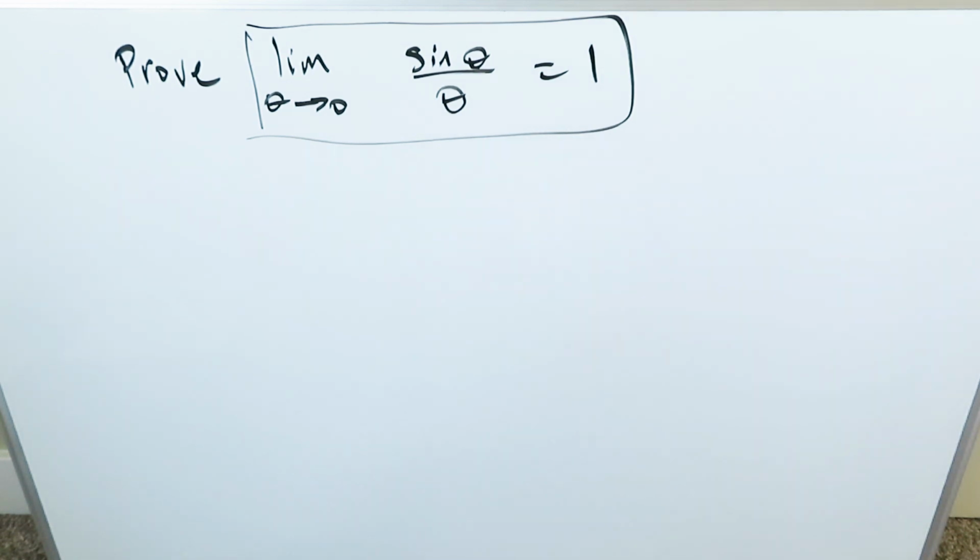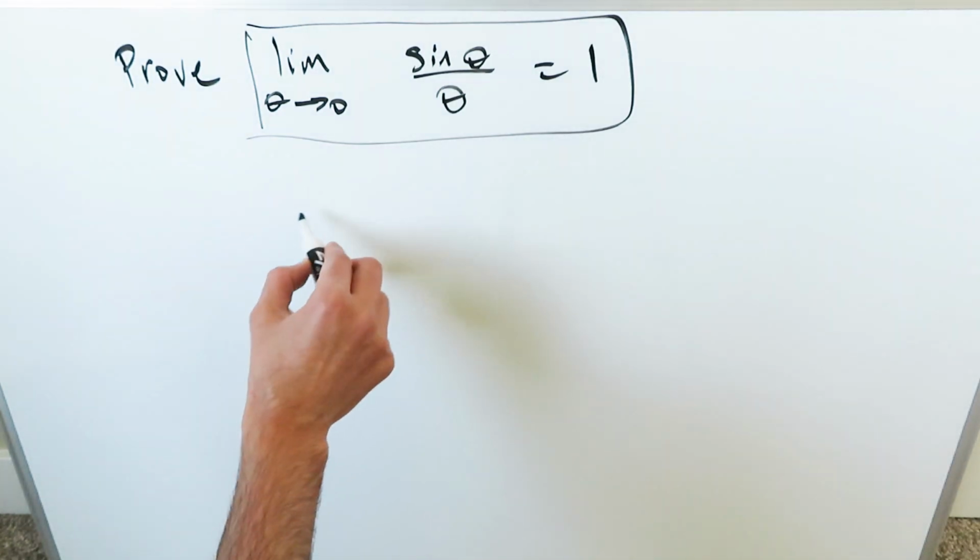It's a very important one. We're going to prove this limit. Many of you have seen this: limit as theta approaches 0, sine theta over theta equals 1. That theta could easily have been replaced by a variable x. Limit as x approaches 0, sine x over x.